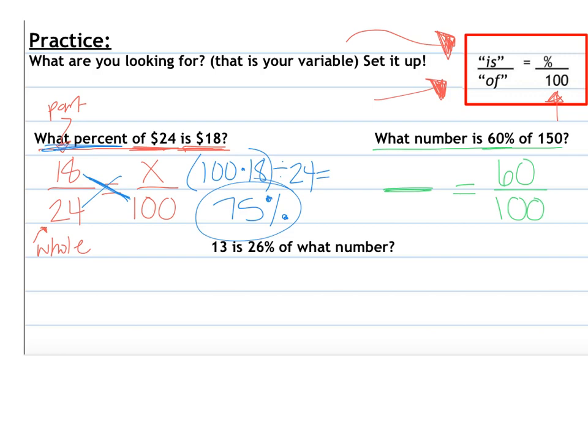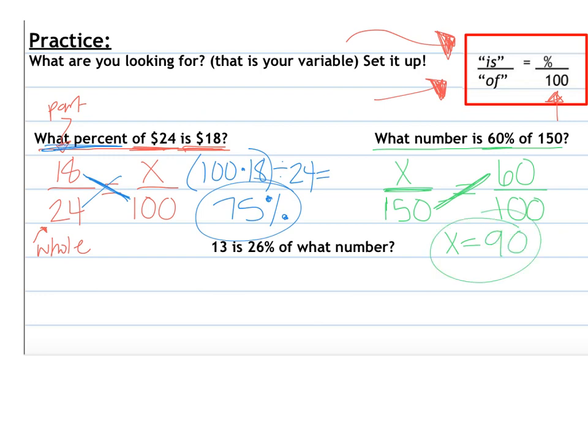Then I ask myself, what am I taking a percent of? Well, I'm taking a percent of 150, so that's going to go on the bottom, and I don't know what it's going to equal. Now I can multiply, so this time I'm going to do 150 times 60. And then I'm going to divide by 100, and I get x equals 90.